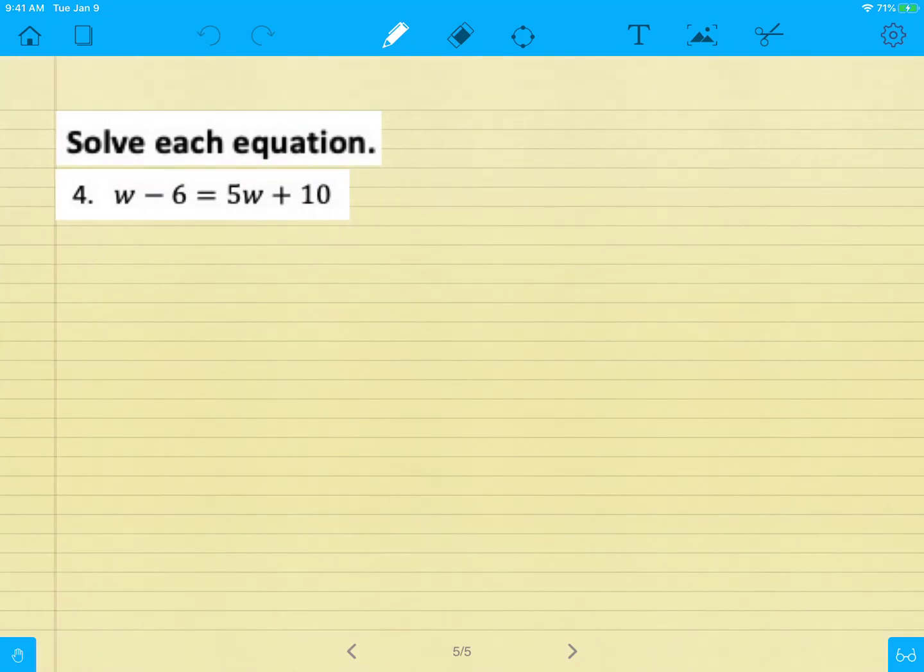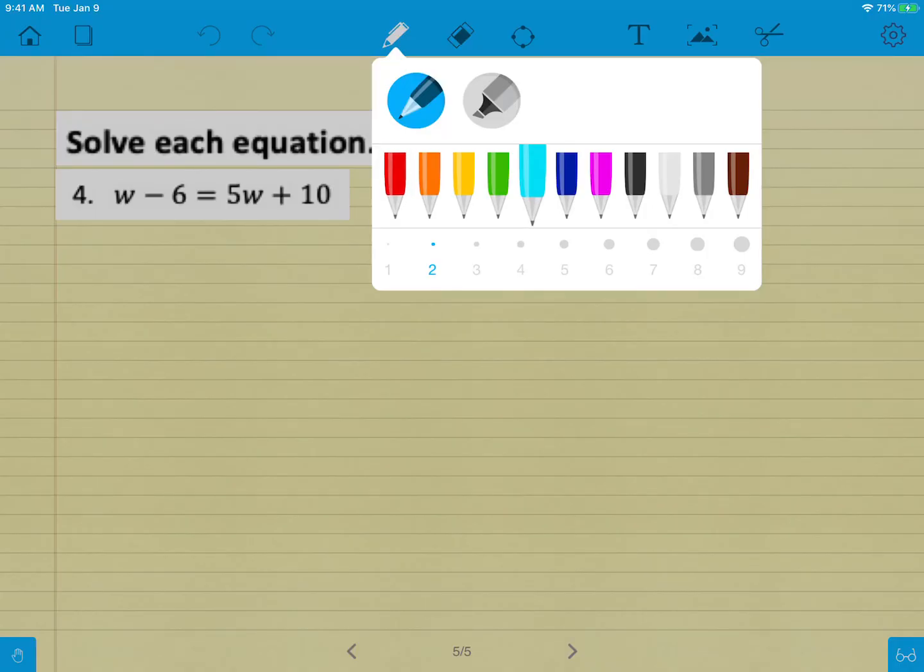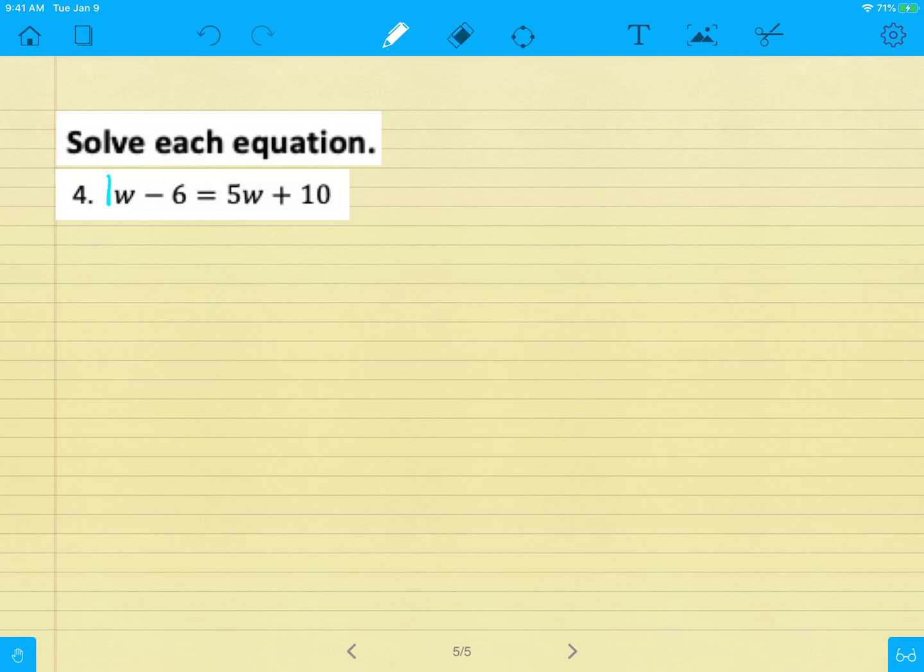Alright, last problem here. This one's significantly easier. Let's switch up the color again. Alright, so we do have a 1 out front of that w. There's a 1. Every variable always has a 1 in front of it. That's just the rule that we have.